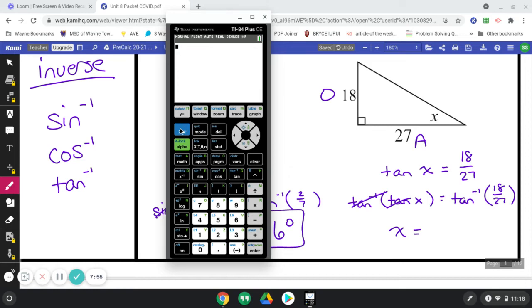Inverse tangent, second, or shift tangent. Make sure it pops up as tangent to the -1, 18 over 27, or divided by 27. Rounded to the nearest degree, that would get us 33.7 degrees.